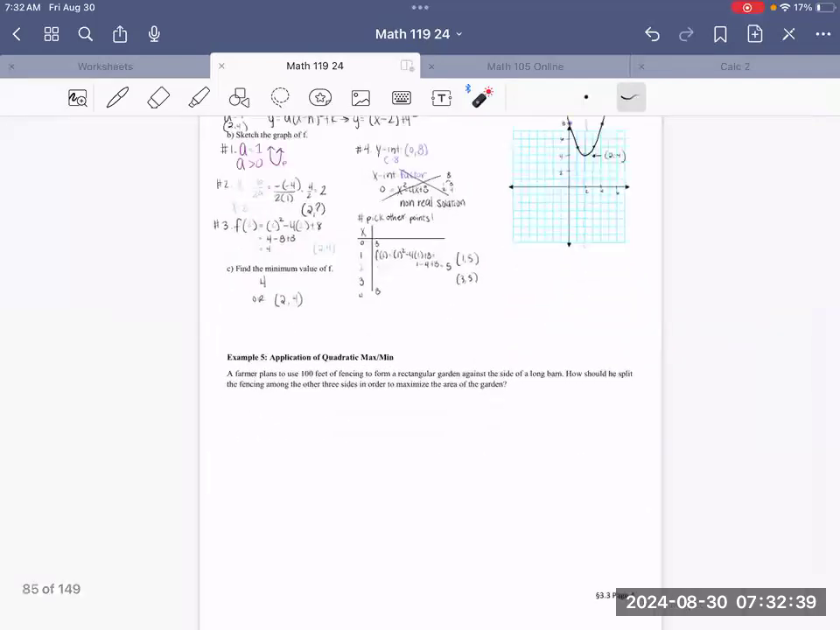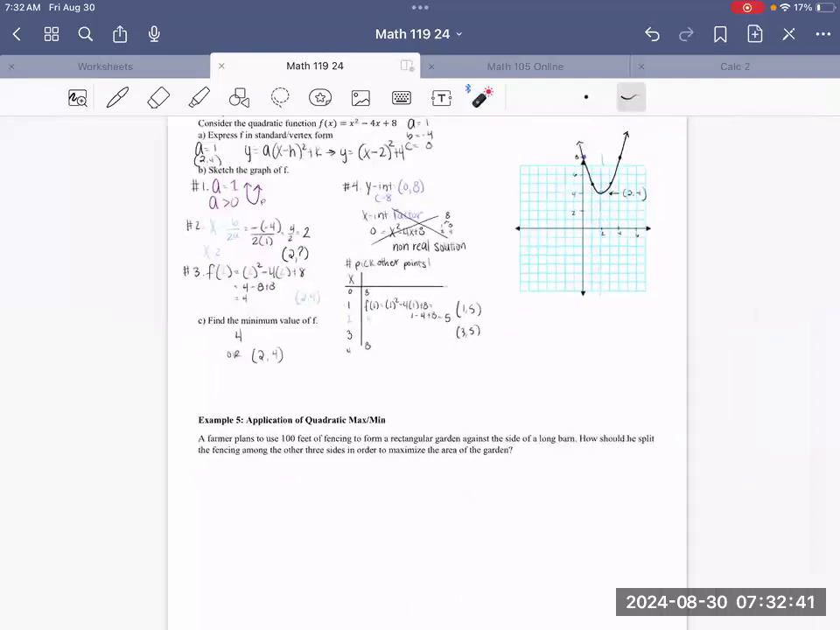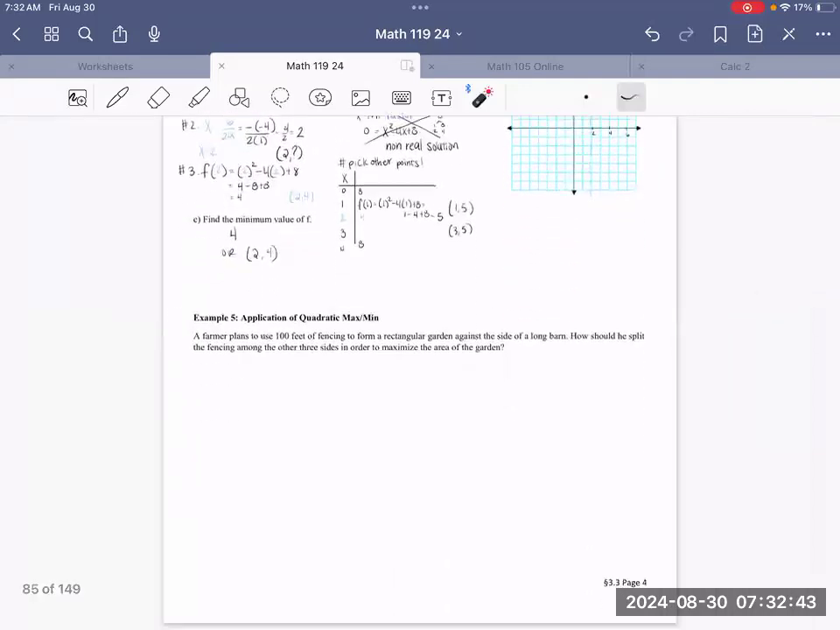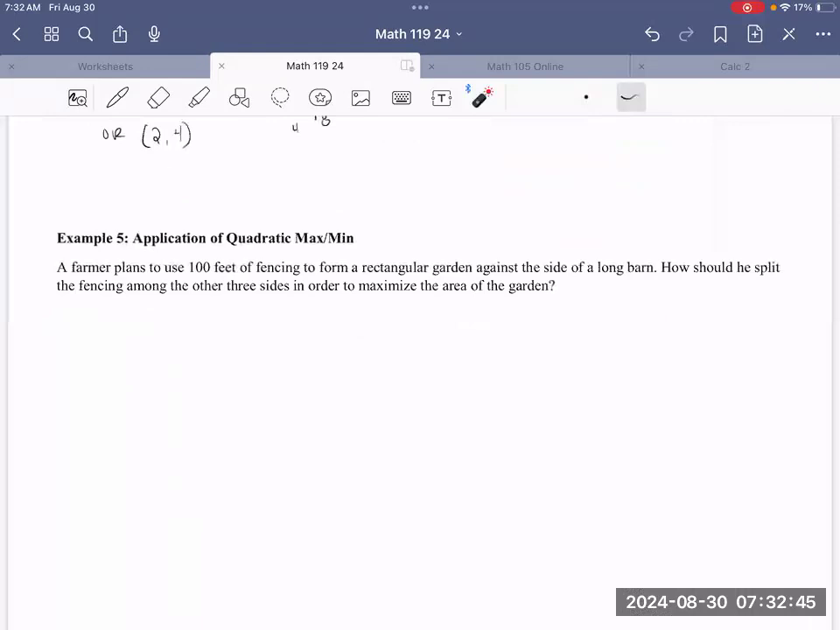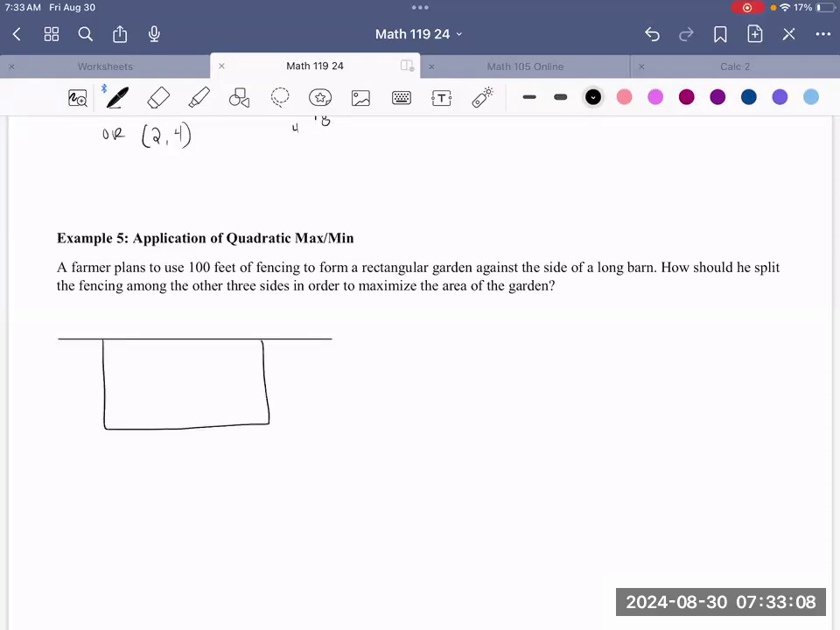All right, now let's take a look at an example. I think this should be example 4. It says a farmer plans to use 100 feet of fencing to form a rectangular garden against the side of a long barn. How should he split the fence among the other 3 sides in order to maximize the area of the garden? So first, let's try to draw a picture.